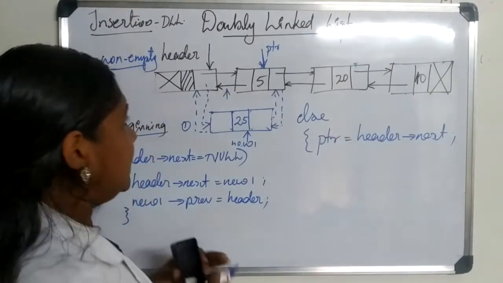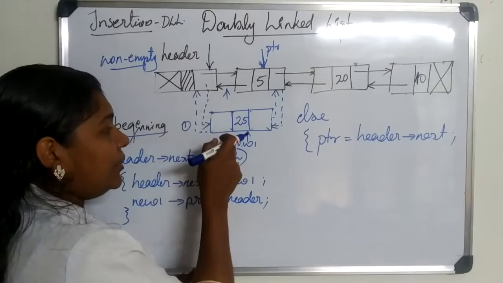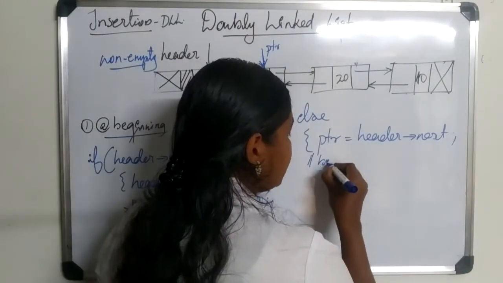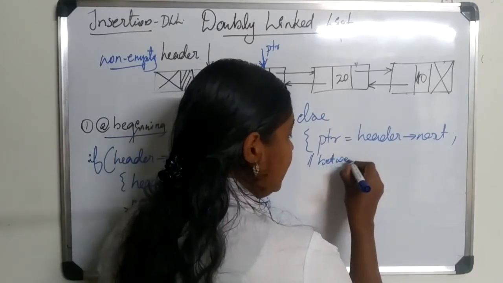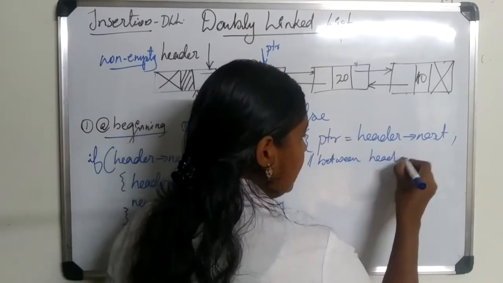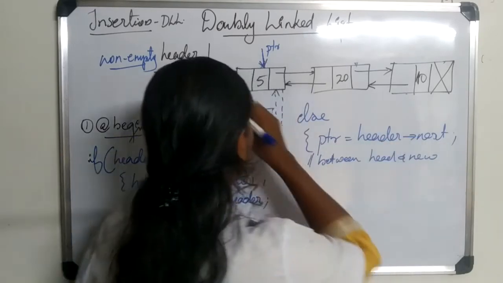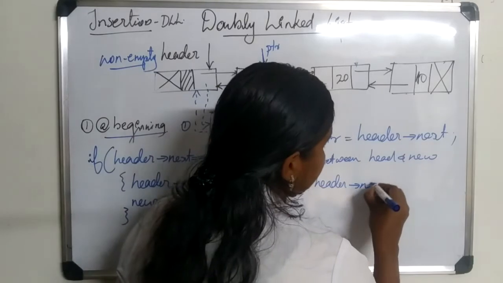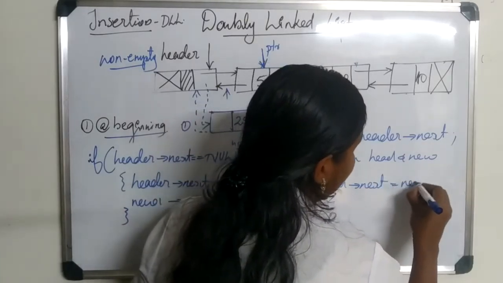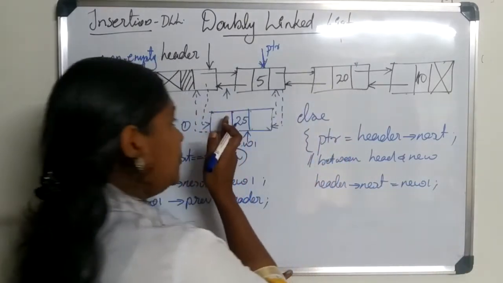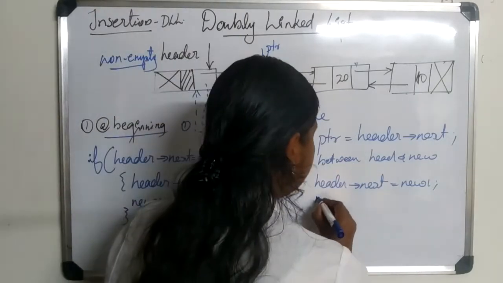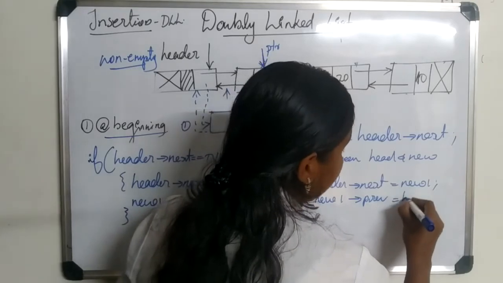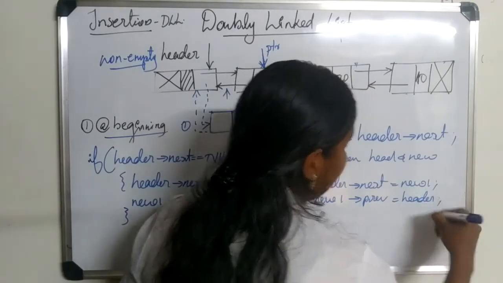So what we need to do is manage the links between header and new1. That is the first part we consider. Between this common part, header and new1, you manage it as header.next is equal to new1, and new1.previous is equal to which node? New1.previous is equal to header. So that part is over.